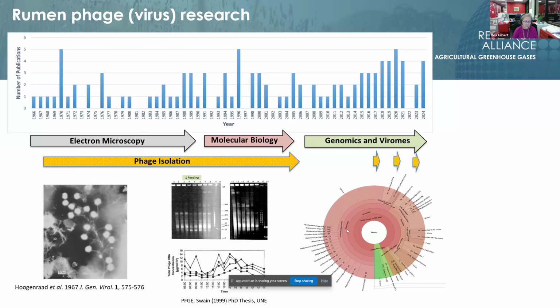Molecular biology led to the use of pulse field gels to enumerate and profile rumen phage populations, and for the first time really showed breed and diet-based differences in the populations. DNA sequencing was in its infancy during this time, and it was time-consuming and used lots of nasty chemicals. But that didn't really hold back the rumen microbiologists. They sequenced rumen virus genes and used them in cloning vectors for the transformation of rumen bacteria.